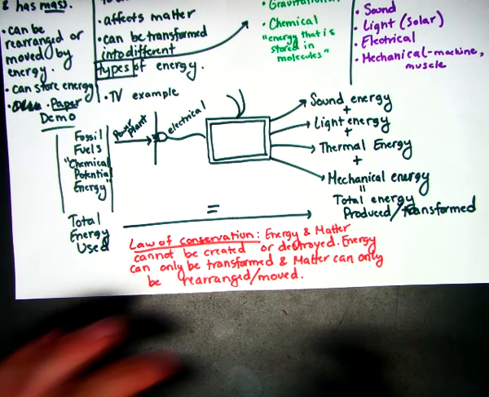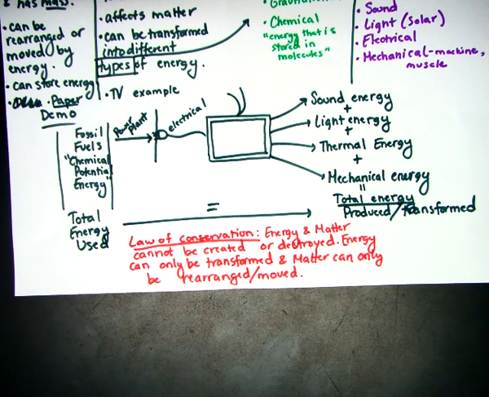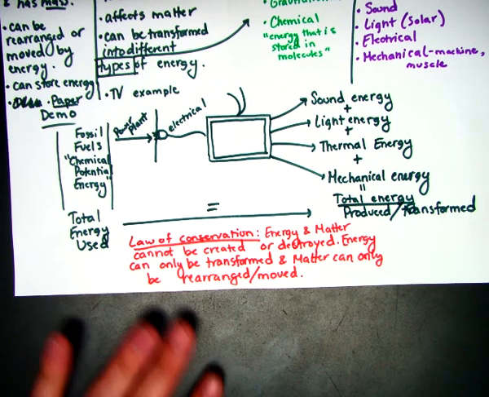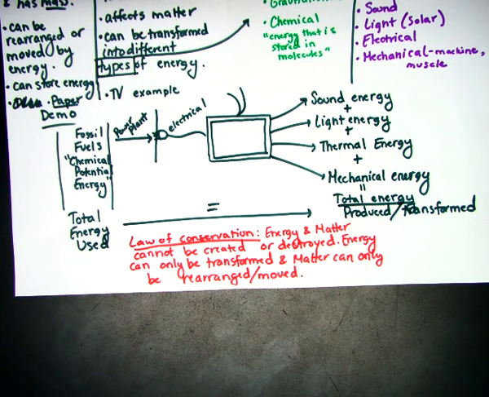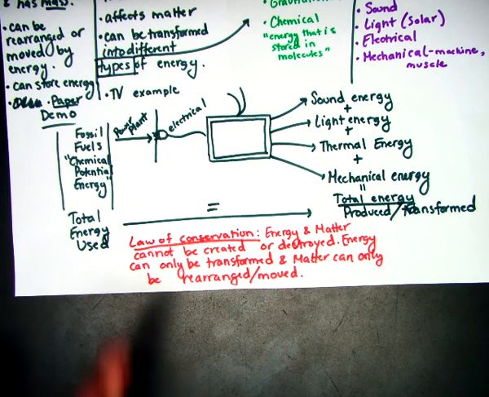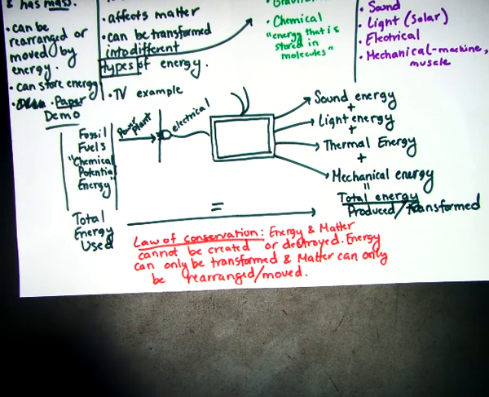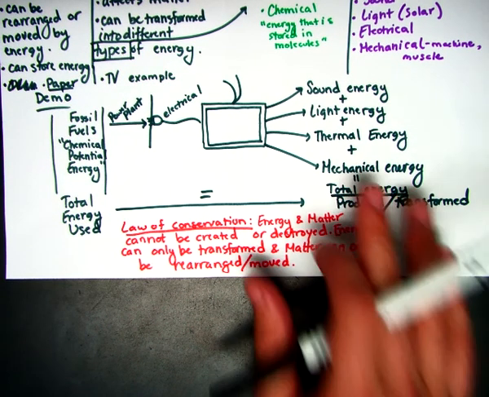And then we ended with this idea that if we were to add up the total amount of energy that's transformed by the TV and compare it to the total energy used by the fossil fuels, it should be equal. Because we're not destroying energy, we're changing its form as it moves through matter. So what I want to do is talk about how this is related to biology and how this is related to ecosystems in particular.